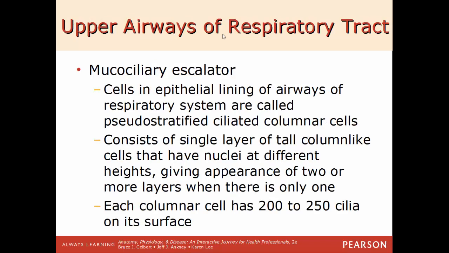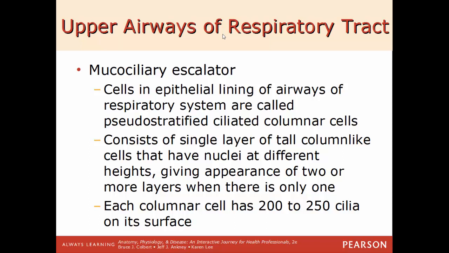Alright, now I'll talk about the mucociliary escalator. Now, the cells in the epithelial lining of the airways of the respiratory system are called pseudostratified ciliated columnar cells. These are a single layer of tall column-like cells that have nuclei at different heights. That's why they're called pseudostratified. So they may look at first glance like they're stratified or have multiple layers, but they're not. They're cells of different sizes.